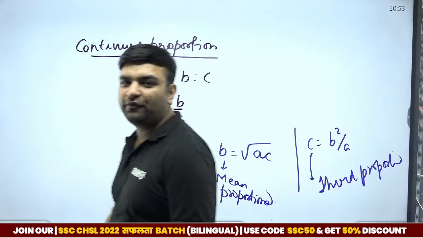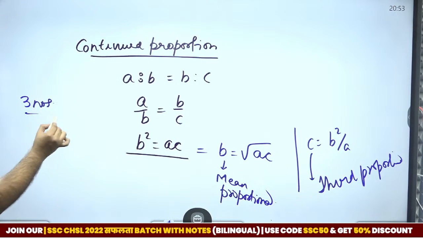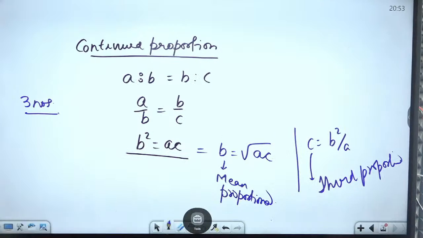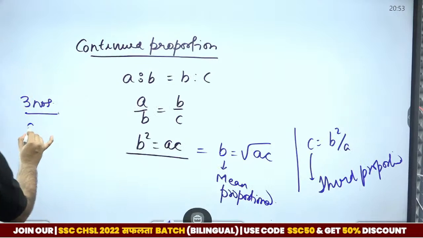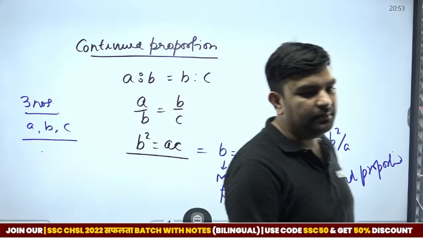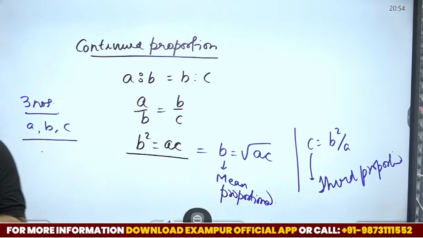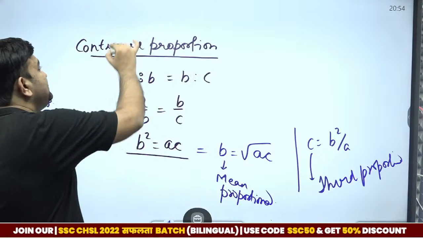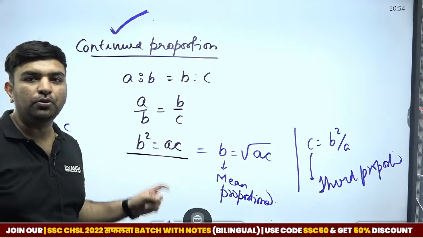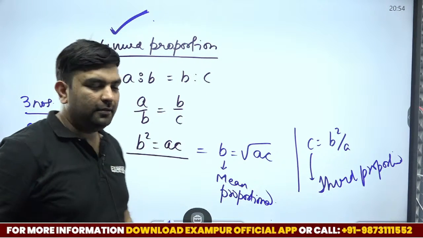What is the desi way of saying it? When three numbers A, B, C are in proportion, then this situation happens. Otherwise, it is ideally called continued proportion. The first is ending at B and the second is starting from B. Let's move on.